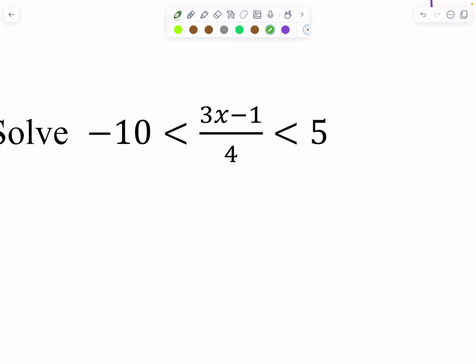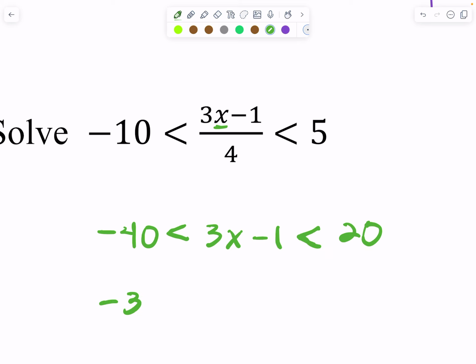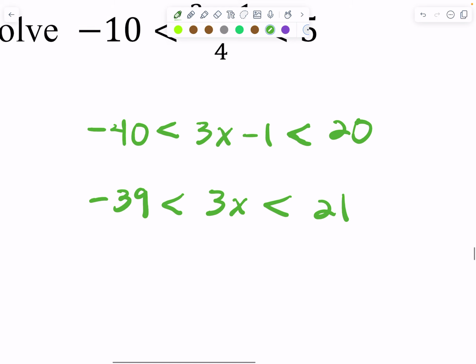Okay, for this one, we are trying to get to that x. So we can think about multiplying by 4 on each part of the inequality, then adding 1, and then dividing by 3. I'm okay showing dividing by 3 here.